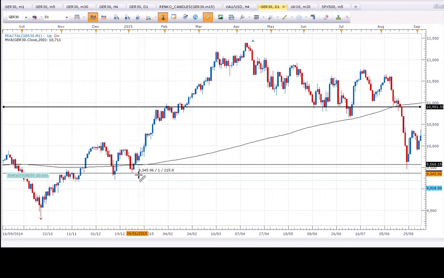You've risked 200 points, and you've gained yourself 1,300. Happy days. You've just got yourself 6.5 to 1 risk to reward, and £1 a point, 1,300 quid. Not too bad, or $1,300, or 1,300 euros, whatever. It's taken quite a while to get there. In fact, it's taken 152 trading days, half the year.